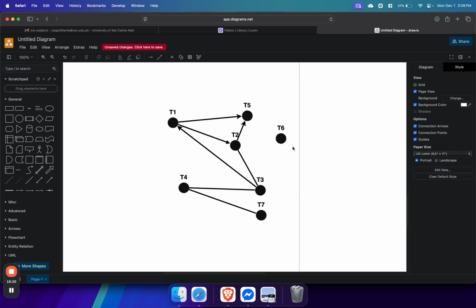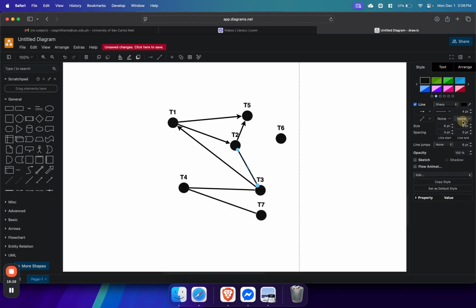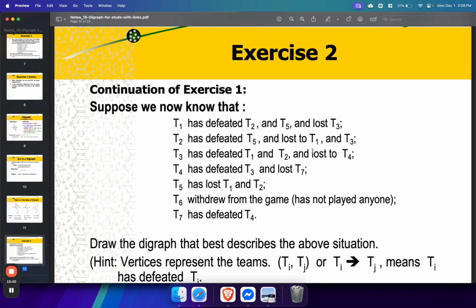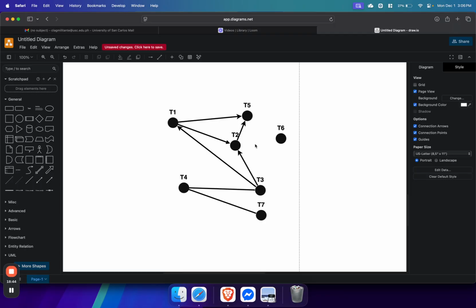And lost to T1 and T3. So I lost to T3. So that means I have an arrow pointing to me. Joke, wrong. It should be this one. T2 lost to T3, so there is an arrow from T3 going to T2. T3 defeated T1 and T2, so there should be an arrow from T3 to T1 and T2.